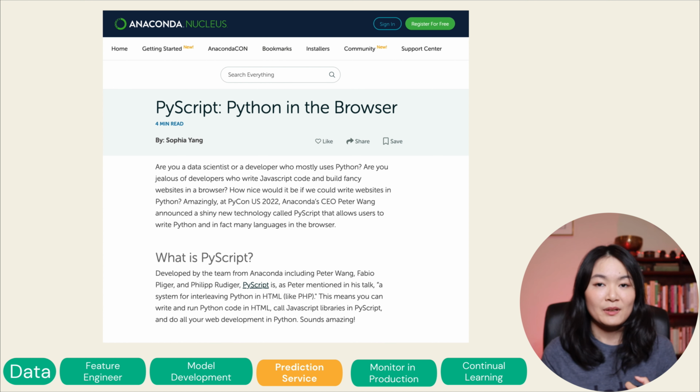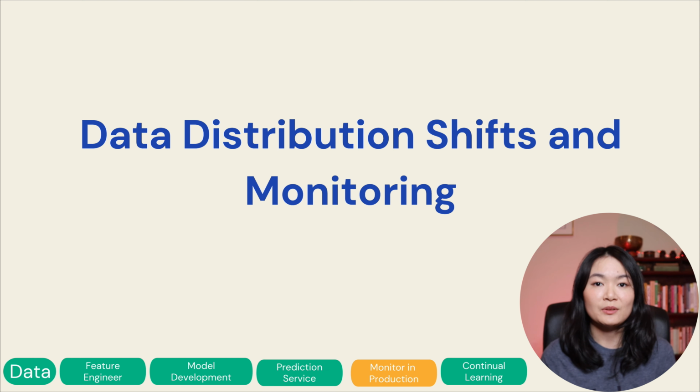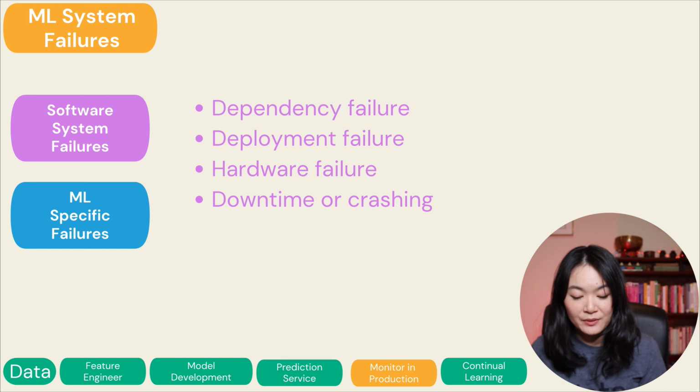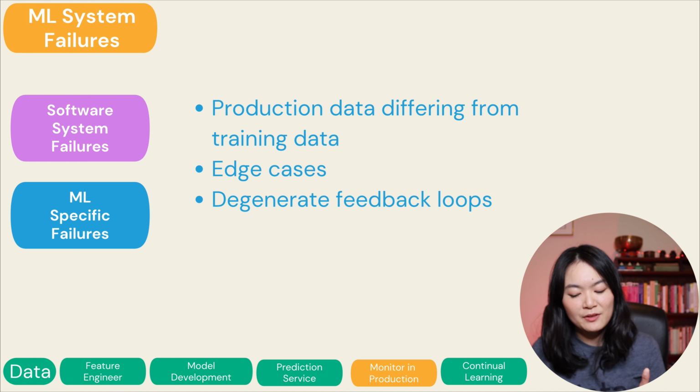Once the model is in production, you need to monitor the model and keep it in production. The causes of ML system failures could be software system failures or ML-specific failures. Software system failures might include dependency failure, deployment failure, hardware failures, downtime, or crashing. ML-specific failures might include production data different from the training data, edge cases, and degenerate feedback loops.